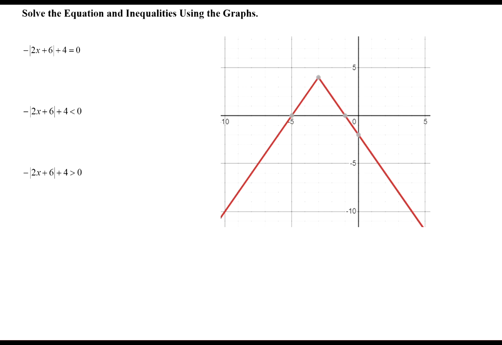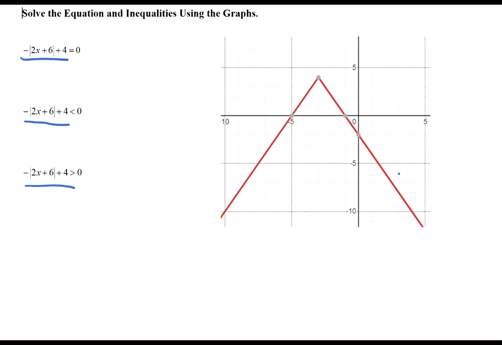Here we have some more nonlinear examples, this time involving an absolute value equation. We're going to solve an absolute value equation and inequalities using the graph. It is the same absolute value statement on the left in all three, so we'll be able to use the same graph. In particular, negative absolute value of 2x plus 6, close absolute value, plus 4 is equal to 0. And then we'll look at when it's less than 0 and when it's greater than 0.